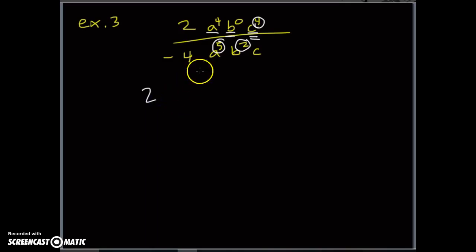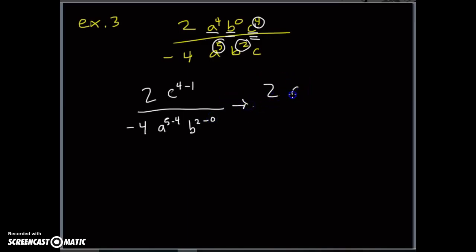So c is 4 minus 1, over negative 4. A is 5 minus 4, and b was 2 minus 0. I simplify my subtraction, so 4 minus 1 is 3, and 5 minus 4 is 1. I don't need to write the 1, and 2 minus 0 is 2.